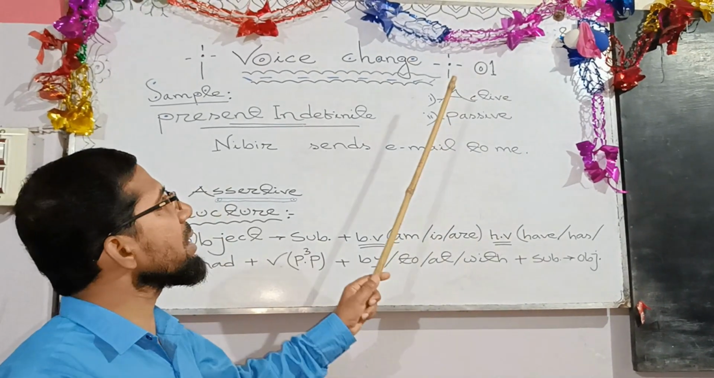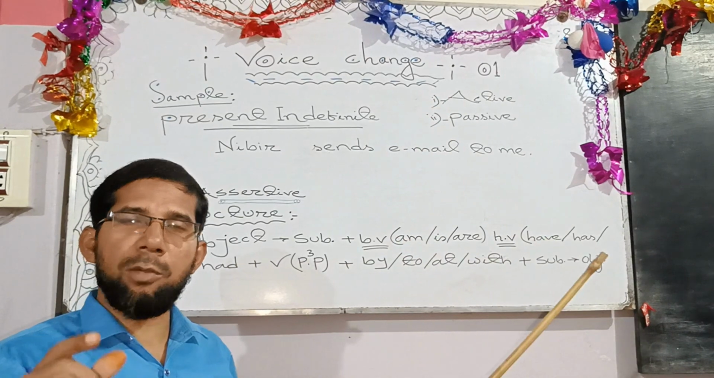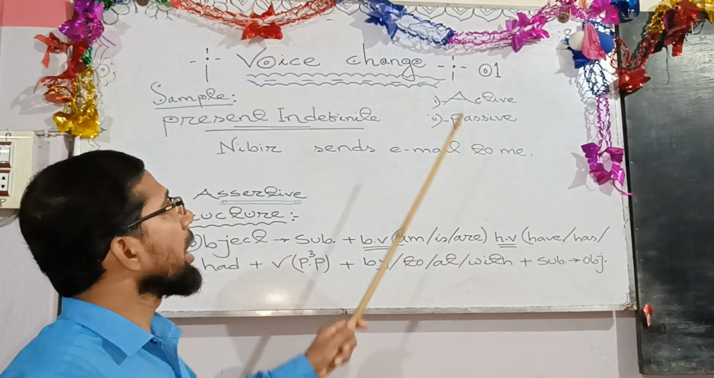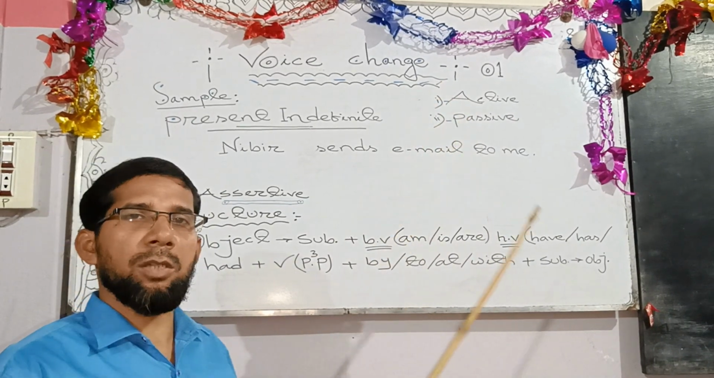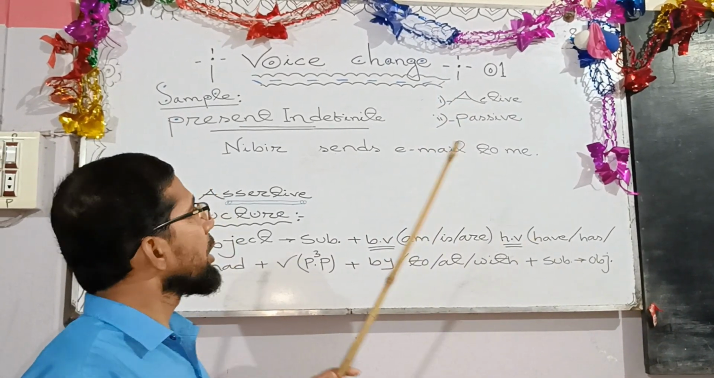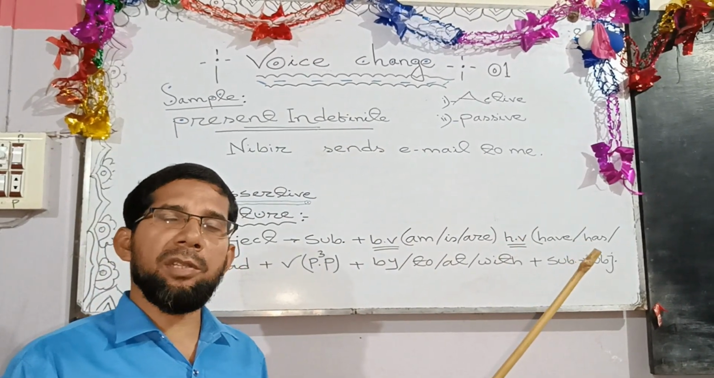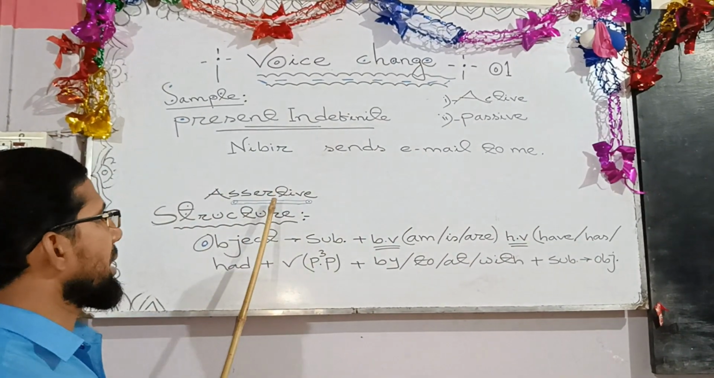This type of voice is basically of two kinds, one is active, another is passive. You know active and passive. Active to passive or passive to active is given in changing sentences. So from the beginning of your learning this type of voice, you have to understand tense and sentence.